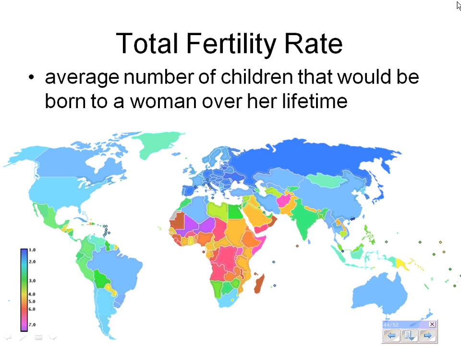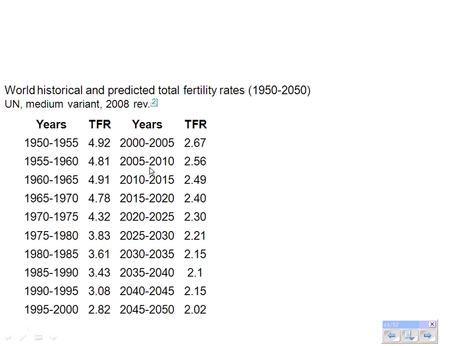Here you can see world historical and predicted total fertility rates, 1950 to 2050. So we're looking that the TFRs are coming down. So looking at this, you can see our world total fertility rate, approximately 2.5, 2.49 here.